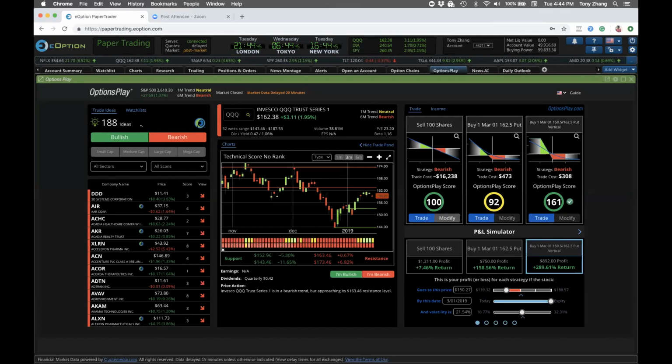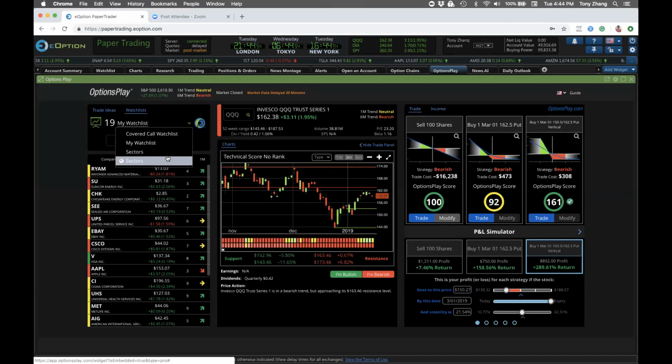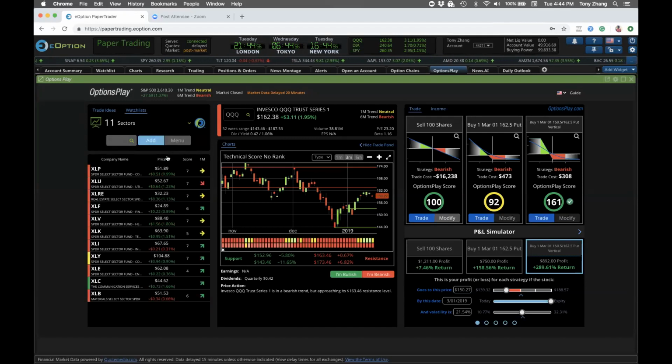Trade ideas and watch list provide you with fresh ideas every single day. You have bullish and bearish ideas for fresh ideas. You can create your own watch list or use any of the sector watch lists that we've created for you to see how each sector is performing.